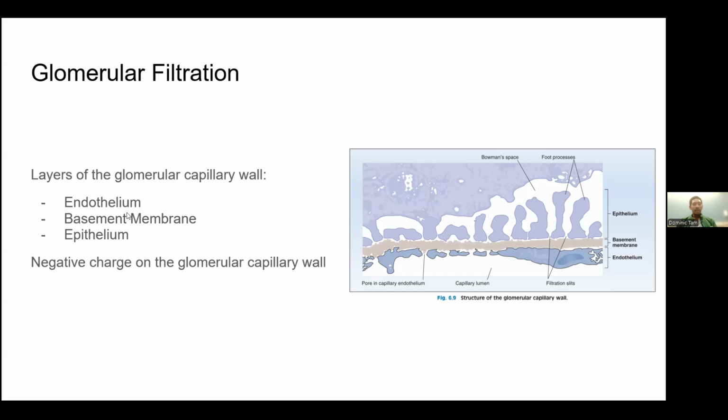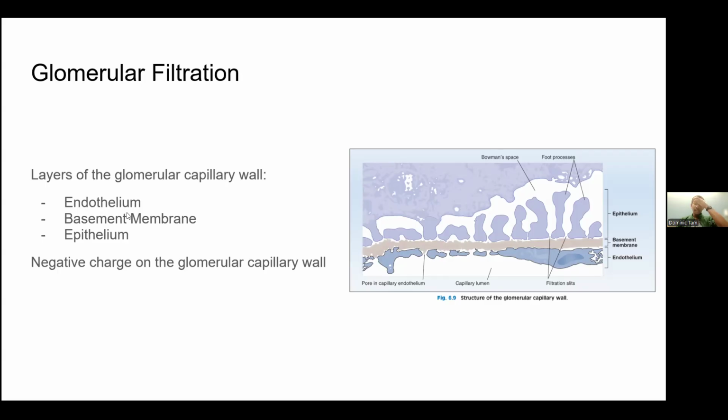So, layers of the glomerular capillary wall, we have an endothelium, a basement membrane, and an epithelium. Now, beginning with the endothelial layer, it has pores about 70 to 100 nanometers in diameter. These pores are relatively large, so fluid, solutes, and some proteins can be filtered across the layer of the glomerular capillary barrier, but they are not so large that blood cells can be filtered.